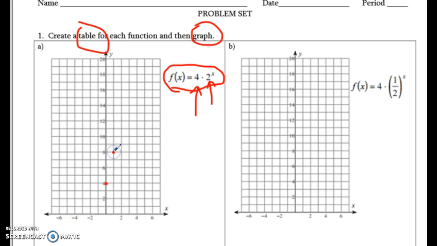And that's my next point. Multiplying by 2 again, I get 2, 16. And multiplying by 2 again, I get 3, 32, which is somewhere up here, way too far away for me.